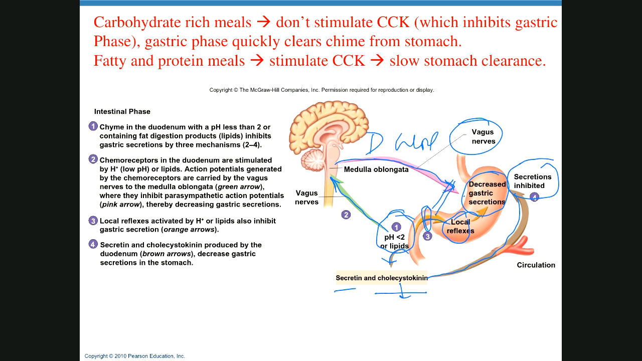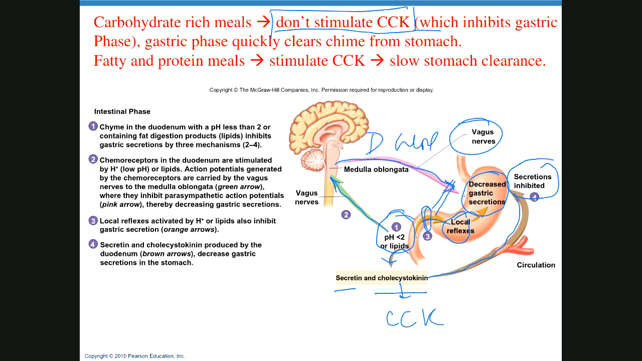CCK, cholecystokinin, is also called, the acronym is CCK. A carbohydrate-rich meal is not going to stimulate CCK production, which is going to inhibit the gastric phase. So, that means a carbohydrate-rich meal is going to make the stomach clear out quicker, partly because carbohydrates are not being digested in the stomach, they're being digested in the small intestine. So they're going to require quicker clearance from the stomach into the small intestine to be digested.